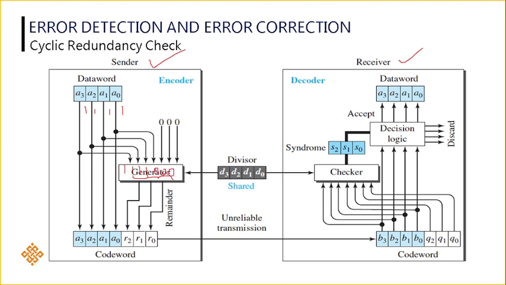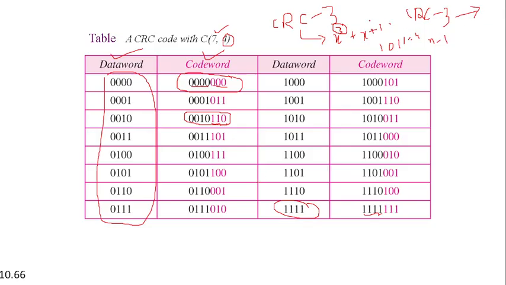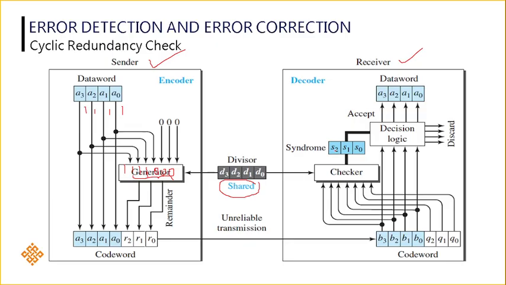Then what we are doing is applying what is known as a divisor to this. We are giving the input as the divisor, and this divisor is nothing but your standard polynomial. Here I told you these are the polynomials. This is the standard polynomial, that is 1011, and that is shared already between sender and receiver. So on both sides the divisor is responsible for generating these bits. So this is nothing but 1011.